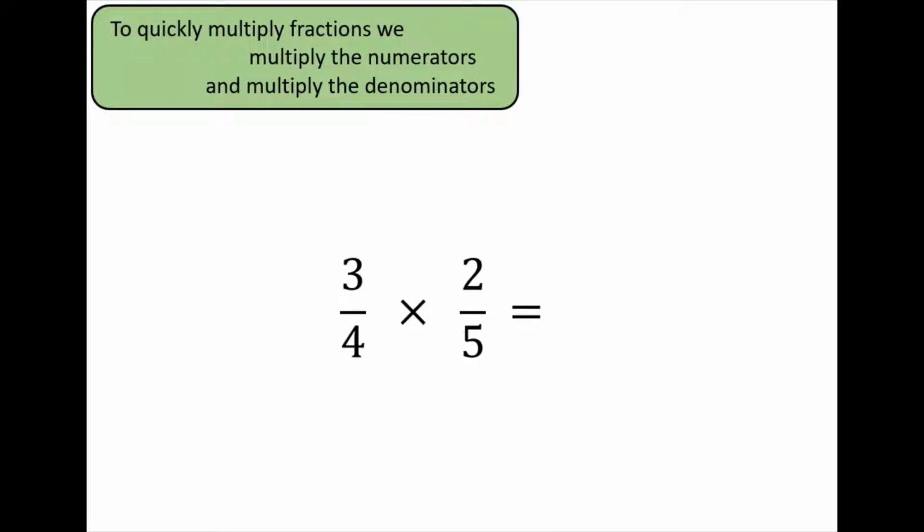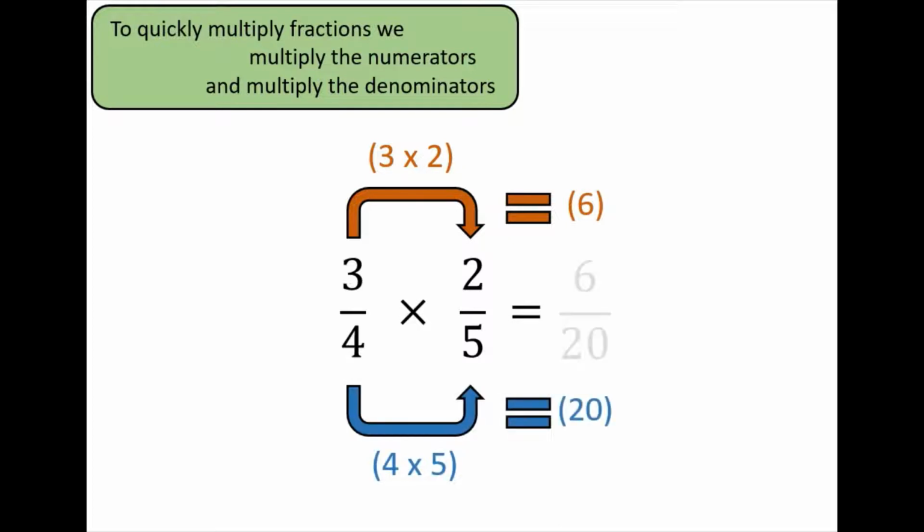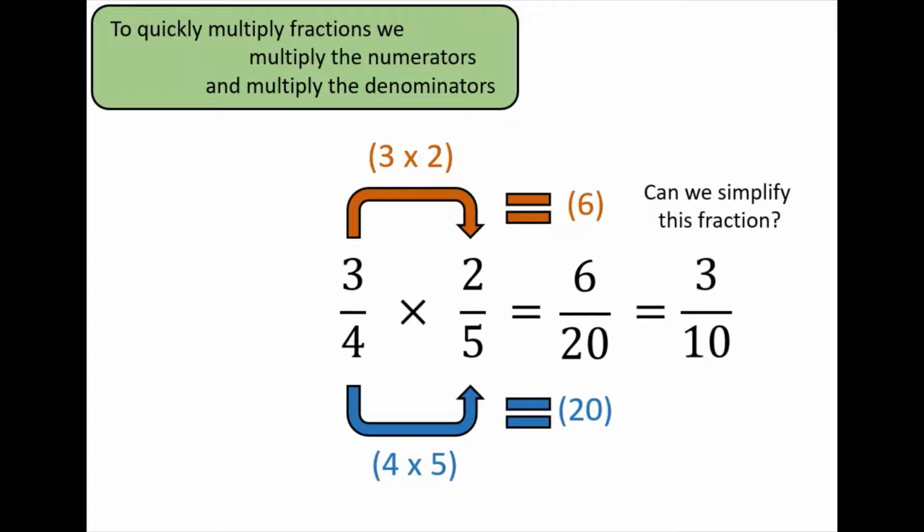I've got 3/4 times 2/5. So again, what do we do first? We multiply the numerators. So 3 times 2 gives us 6, and 4 times 5 gives us 20. Now, are there any common factors of 6 and 20? The answer is yes. The common factor is 2, so we can divide both sides by 2 to give us 3/10.